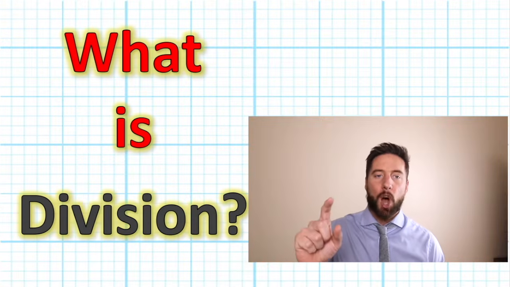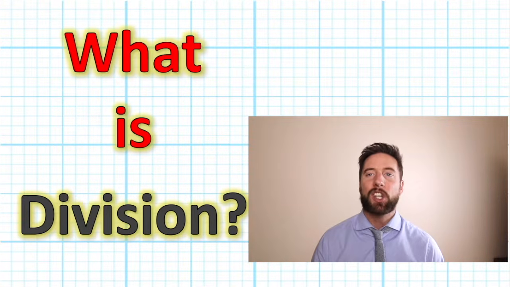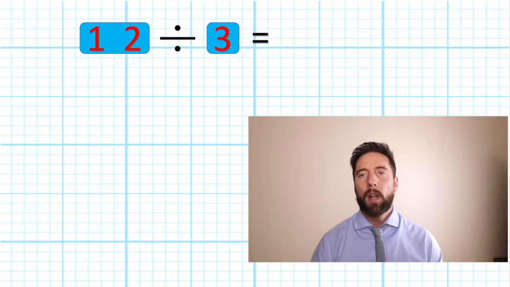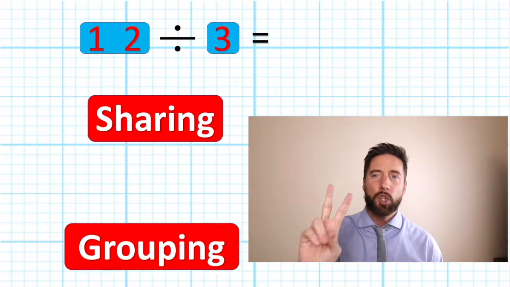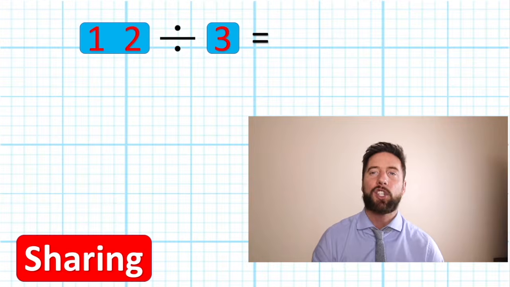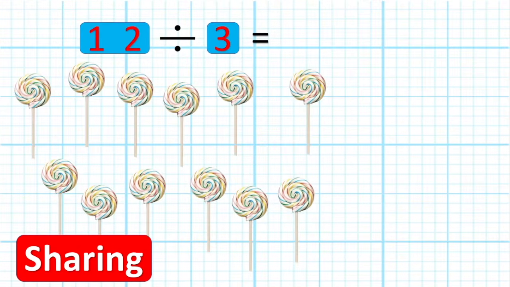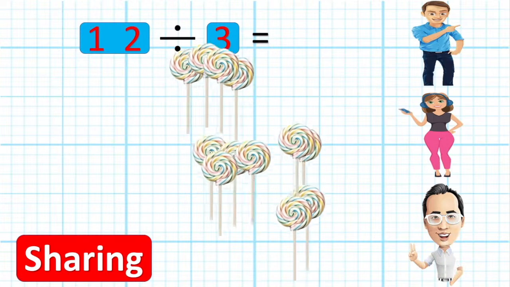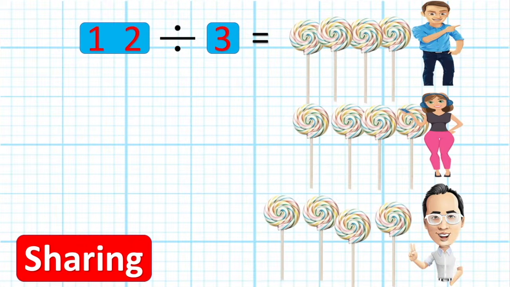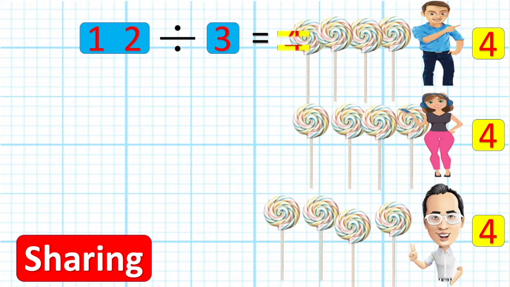Right, before we can start, we need to think about what division actually means. Well, if I pull this question up, 12 divided by 3, we will learn that we can talk about division in 2 different ways. We can talk about it as sharing. If I have 12 lollipops, I can share them evenly between my 3 friends, giving them a total of 4 each, so 12 divided by 3, 12 shared by 3 is 4.